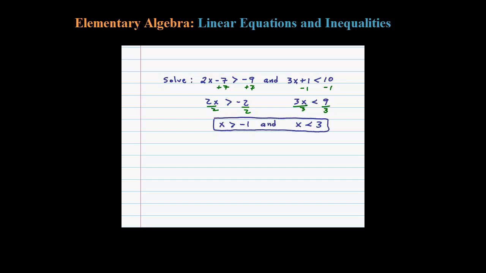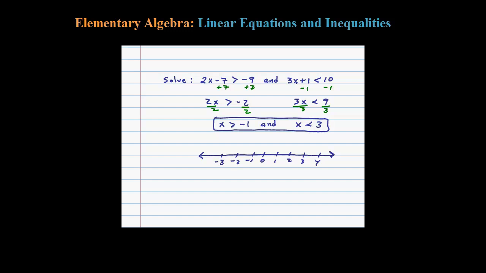Okay, so we want all the numbers that are greater than negative 1 and at the same time less than 3. So we're going to think of that as the intersection, because both of those have to occur at the same time. So let's look at this. Let's choose a good scale here. 0, 1, 2, 3, 4.